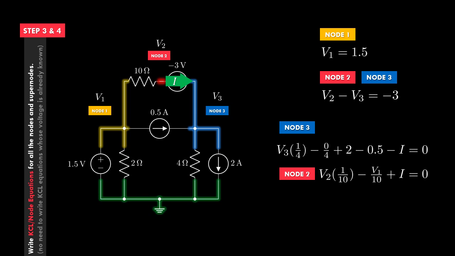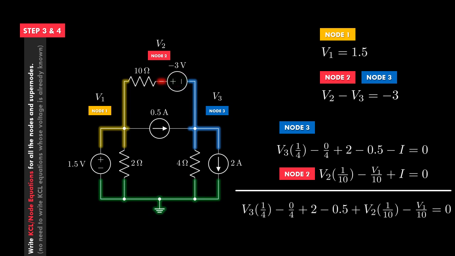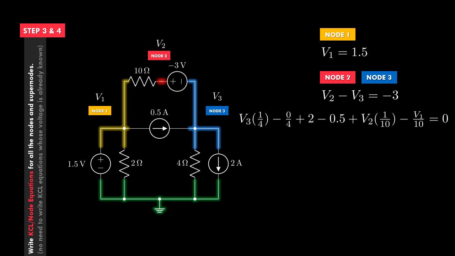Now there's still a small issue. We have an I in these equations, but we wanted to get everything purely in terms of node voltages. We can still do that if we just add up the node equations for node 2 and node 3, and the I's will just cancel. And we are left with this equation.